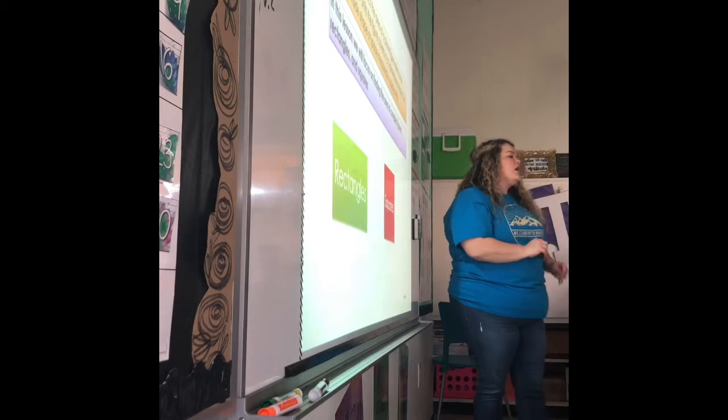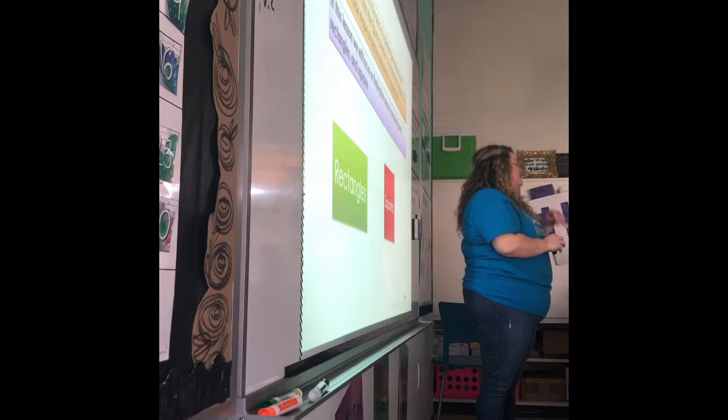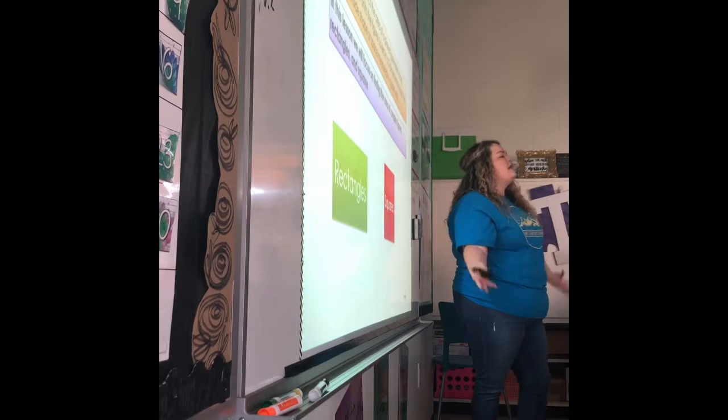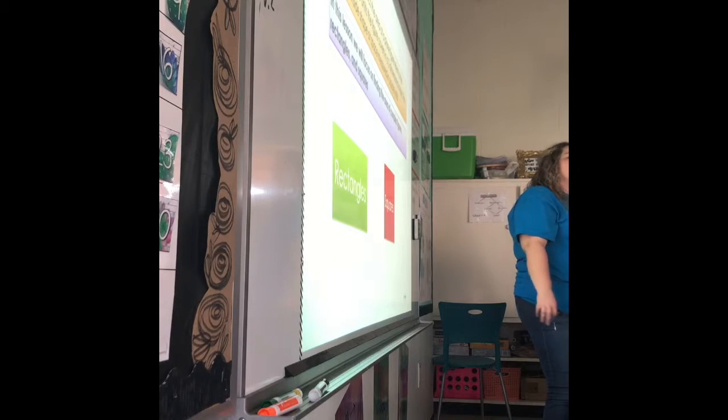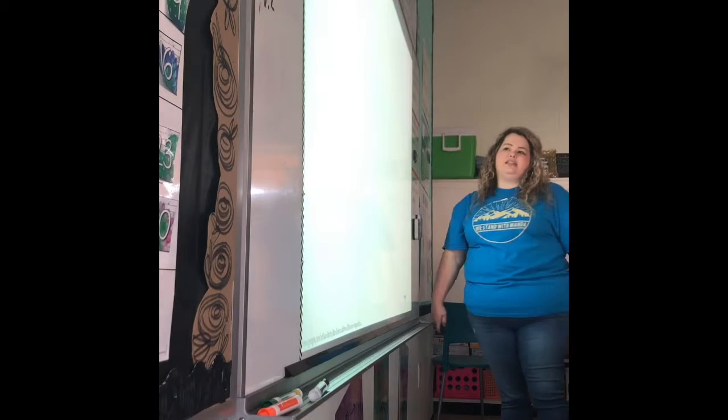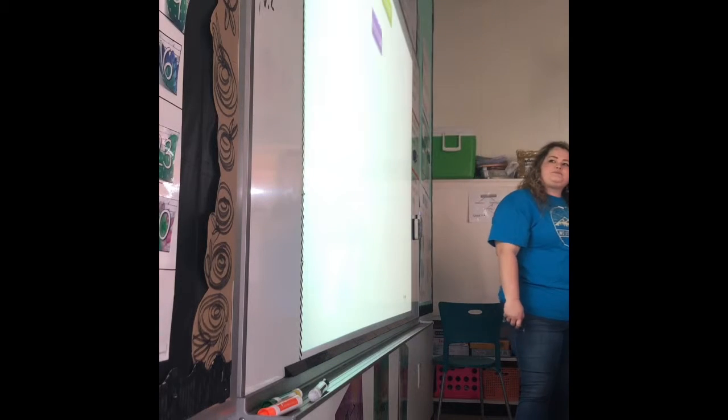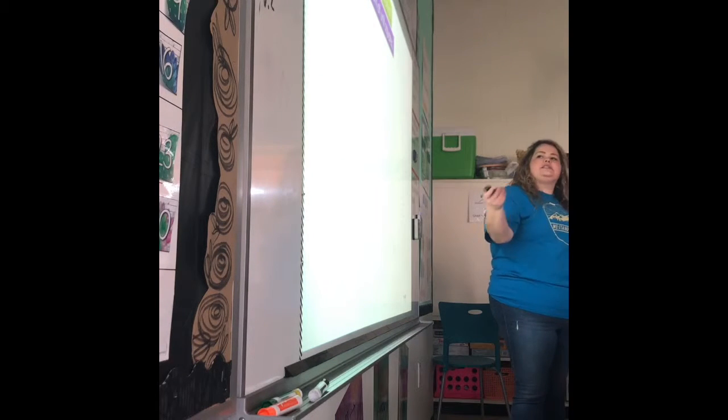So for perimeter, we were measuring the distance around what? The outside. Everybody, what were we measuring the perimeter of? The outside. And when we are talking about area, we are measuring the inside, the space of the inside. So, area is the sum of unit squares.